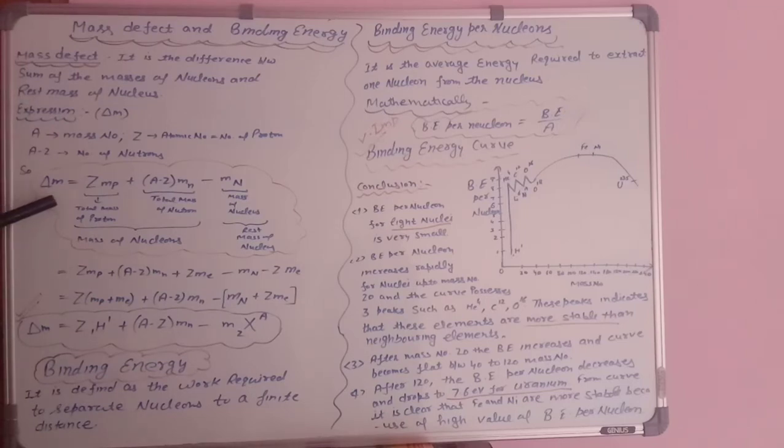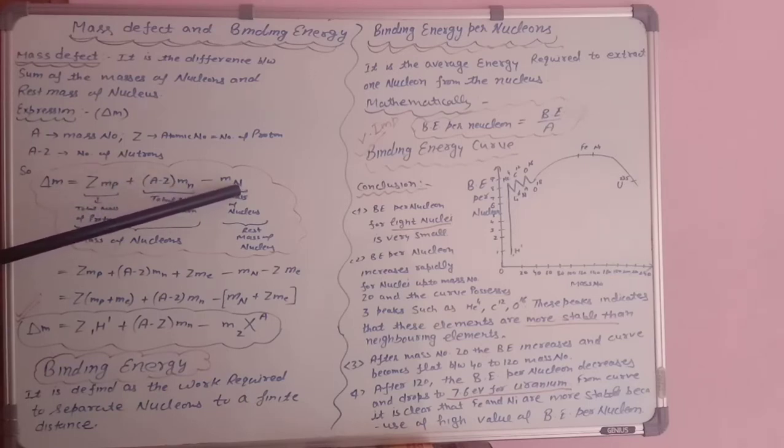So what is delta M? It is the mass of protons plus the mass of neutrons minus the mass of nucleus. How are we writing the mass of proton? Students, small mp is the mass of one proton. There are total Z protons, so the total mass of protons is Zmp. For example, if the mass of 1 proton is mp, then the mass of 10 protons will be 10 mp. Similarly, the mass of Z protons will be Zmp. The mass of 1 neutron is small mn, so the mass of A minus Z neutrons will be (A minus Z) mn.